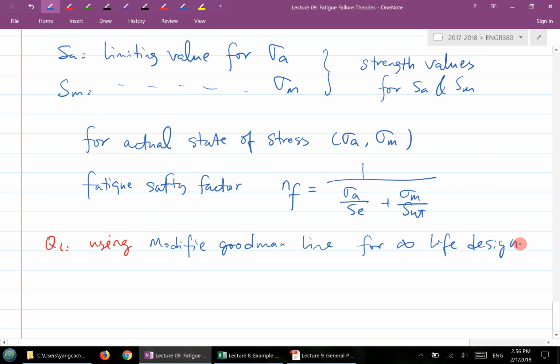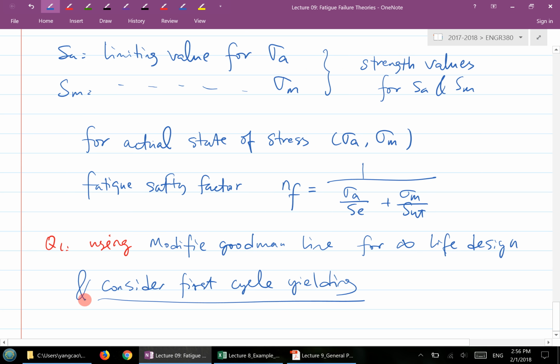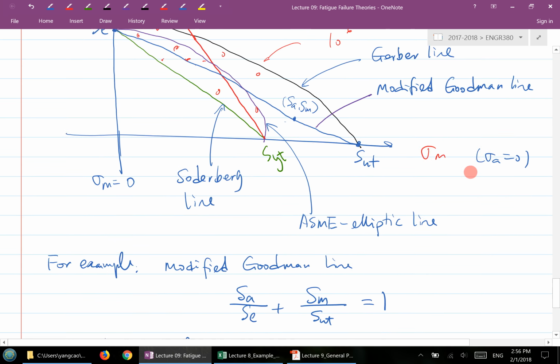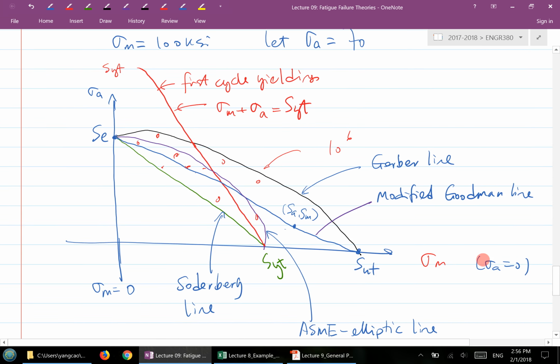If you are going to use the modified Goodman line for infinite life design, and at the same time also consider first cycle yielding, can you draw the safety boundaries based on these two conditions?